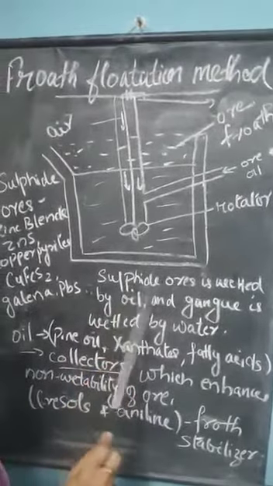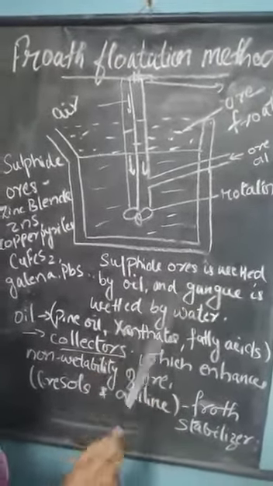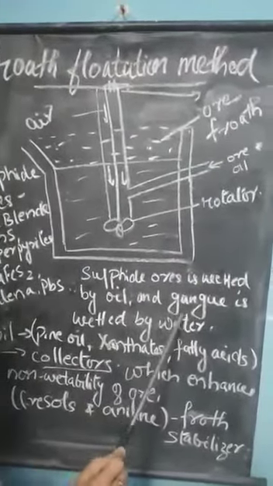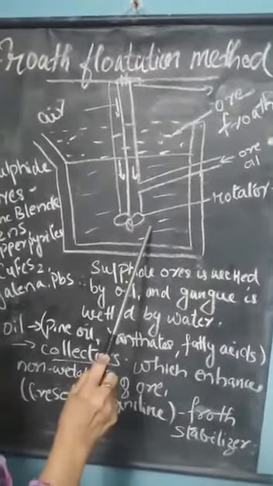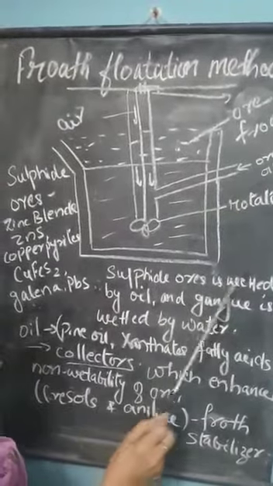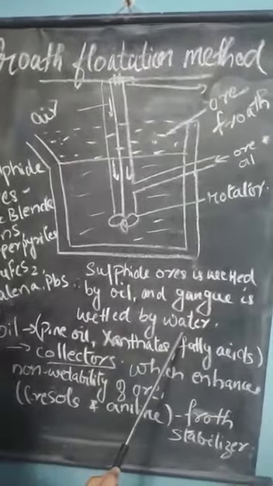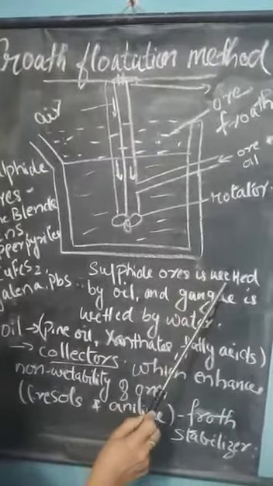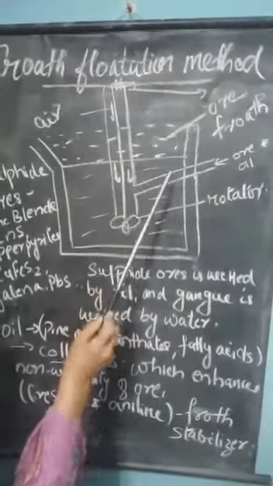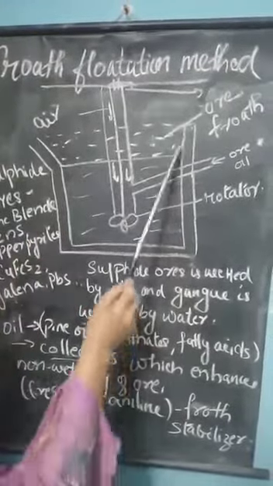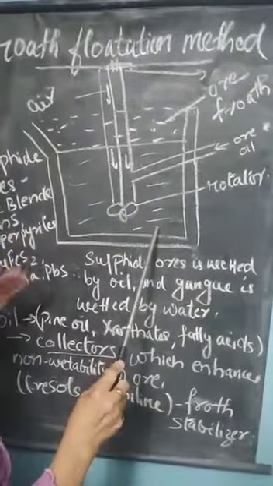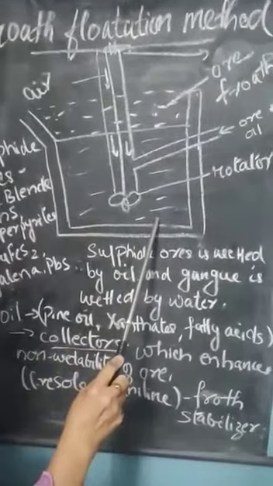What happens? The sulfide ore gets attached with oil, and the gangue that is present gets wetted by water. Gangue means impurities. Sulfide ore is wetted by oil and gangue is wetted by water. So sulfide ore, which is wetted by oil, is lighter in weight. On stirring, it forms a froth, and being lighter, it moves up and settles at the top. And impurities being heavier, as they mix with the water, become more heavy and settle down at the bottom.